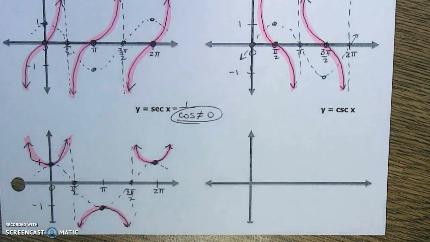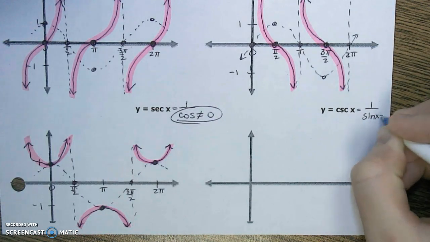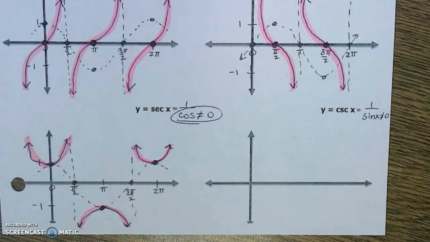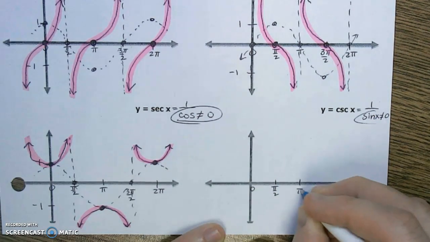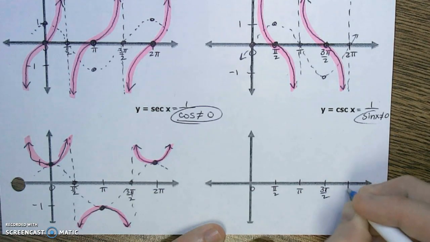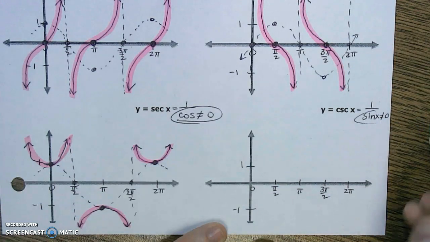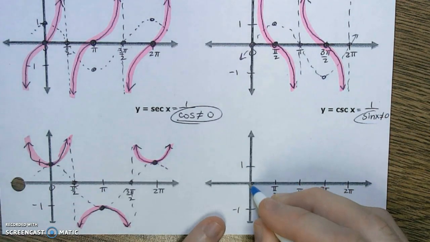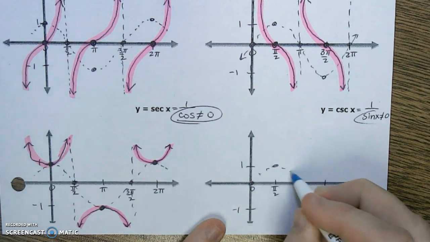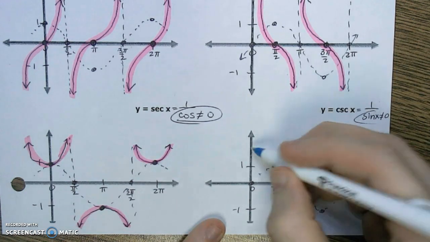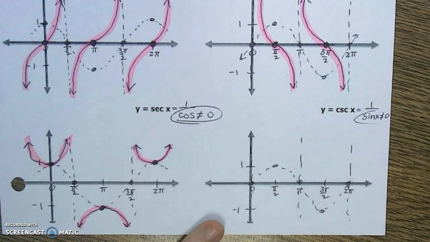Let's look at cosecant. Cosecant is 1 over sine. So we can't let sine equal 0. So we're going to graph the sine wave. 0, pi over 2, pi, 3 pi over 2, 2 pi. Sine goes up 1, down 1. Sine starts in the middle at 0. So 0, 1, 0, -1, 0. And we draw this dotted curve. And I draw my asymptotes at 0, at pi, and at 2 pi.